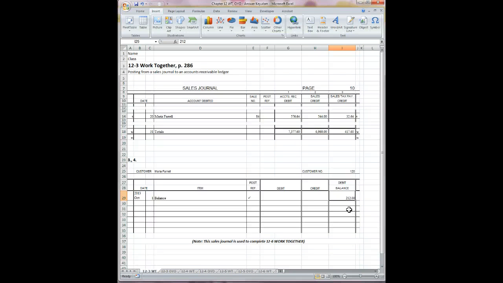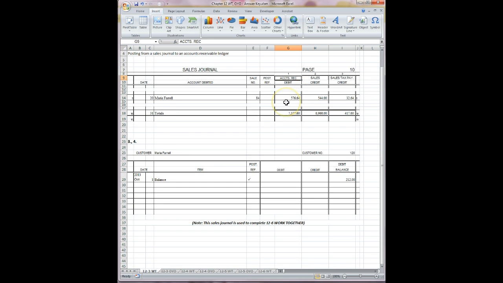Next one is number 4. It says, post the accounts receivable debit entry on line 5 of the sales journal to the accounts receivable account for Maria Farrell. Save your work to complete work together on page 302. And if you look down here, it says the sales journal is used to complete 12-6 work together. Okay, so we want to post this journal entry right here. And if you recall from chapter 11, in the sales journal, our accounts receivable has a dedicated column. It's accounts receivable debit, right? So that's what we want to post, our accounts receivable debit amount. So we're going to look in this column right here.